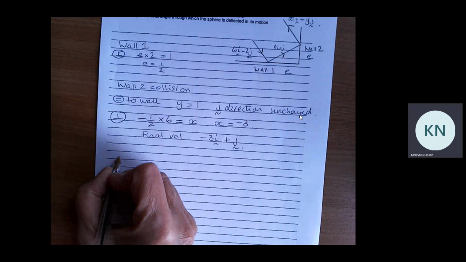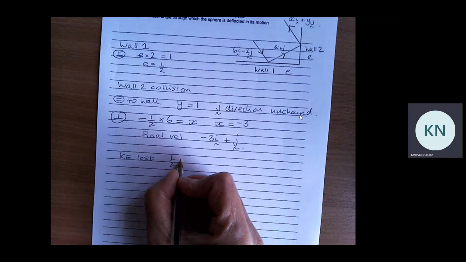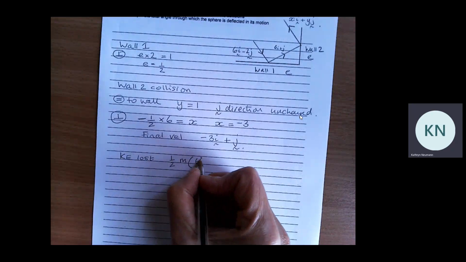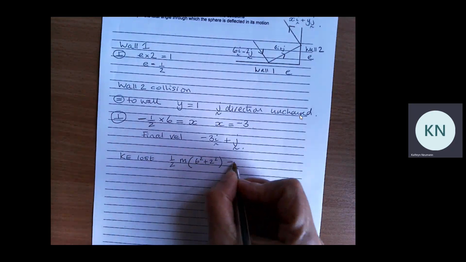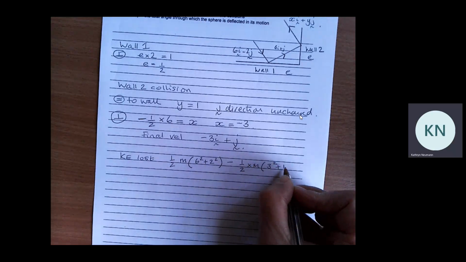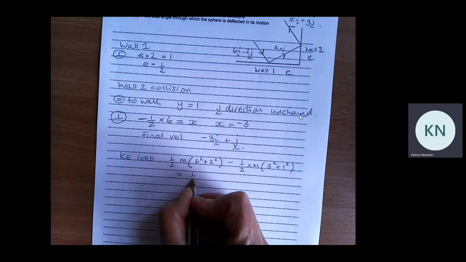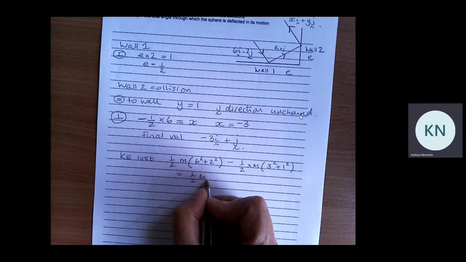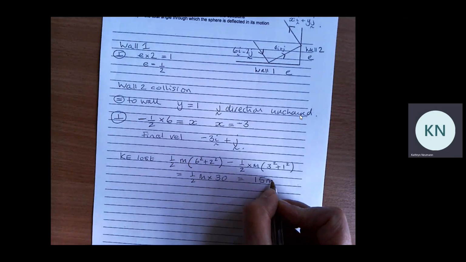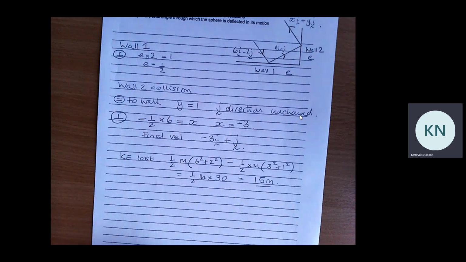Kinetic energy lost is going to be a half mv squared for its initial velocity, which is 6 squared plus 2 squared, minus a half multiplied by m multiplied by 3 squared plus 1 squared for its final velocity, and that gives a half m times 30. So that is 15m. I don't think we have been given the value of m. No, so we're just going to leave our answer in terms of m.